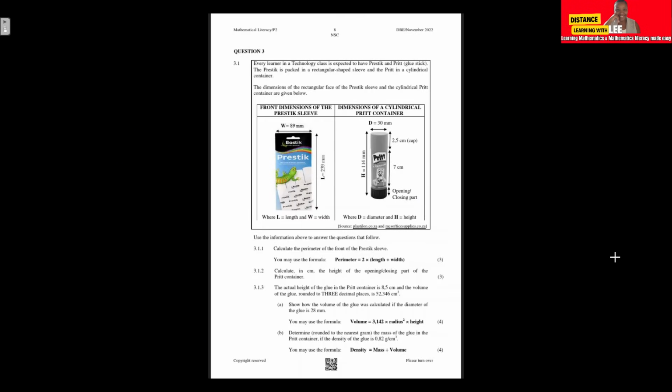In the next video tutorial, guys, we're going to be starting off with question 3. And question 3 deals with measurements. So we're going to be working with perimeter, we're going to be working with volume, we're going to be working with density.